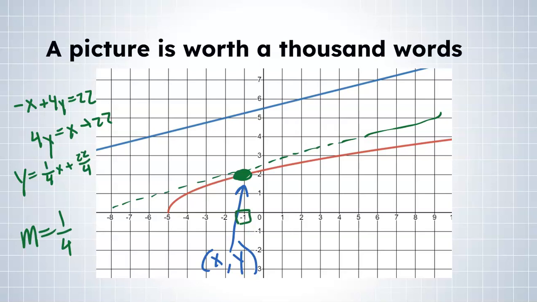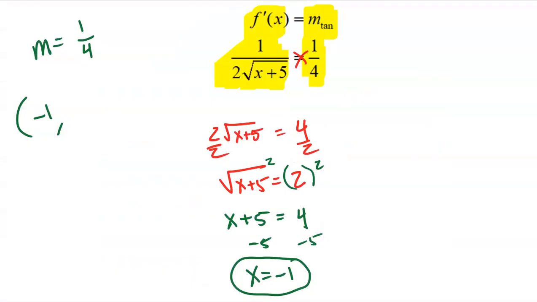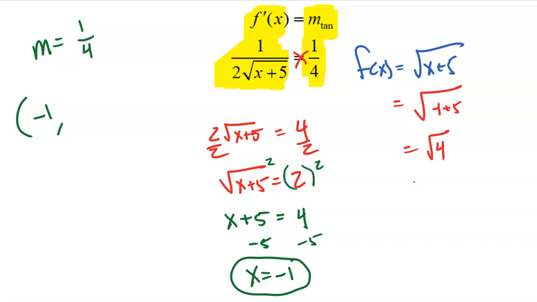Now I just have to find my y coordinate. To find the y coordinate, use the original function. The original function was the square root of x plus 5. Functions find y values with the given x. So I'm going to plug in -1. -1 plus 5 is 4. The square root of 4 is 2. So there is the y coordinate of my point.